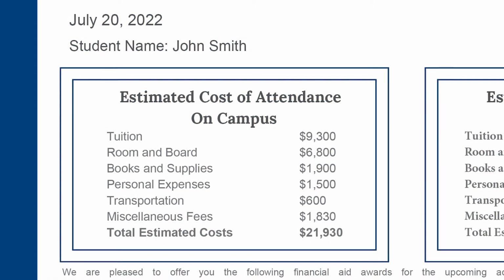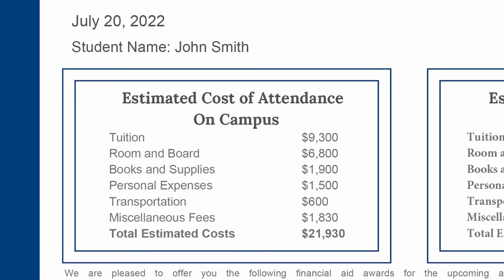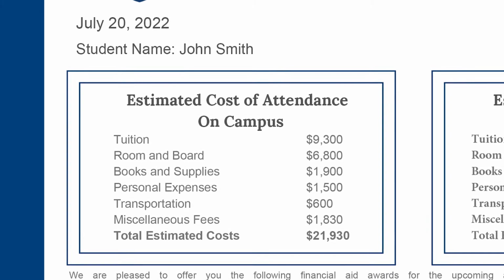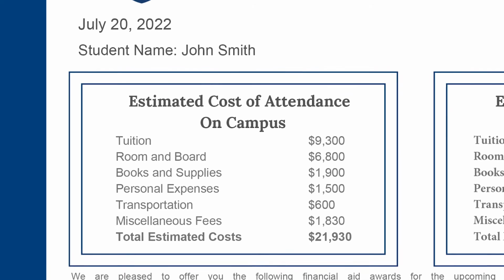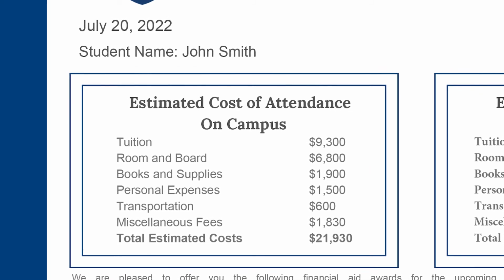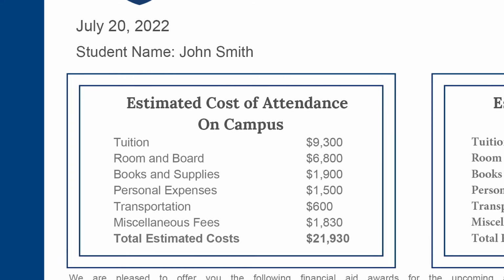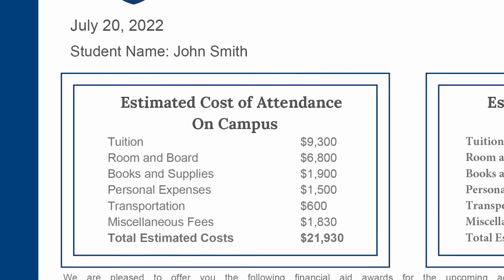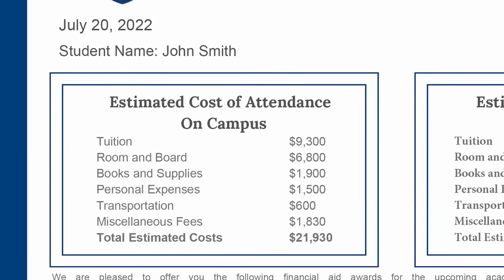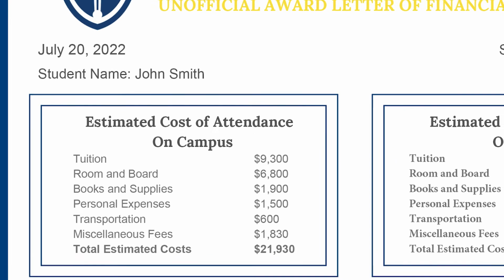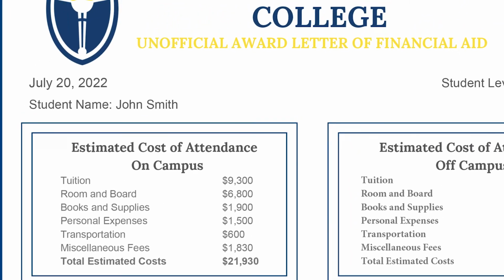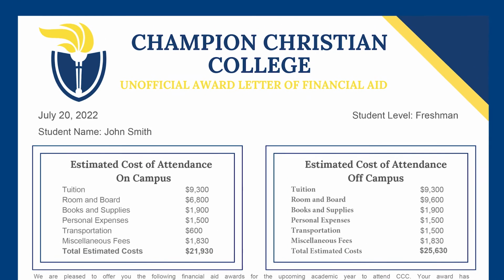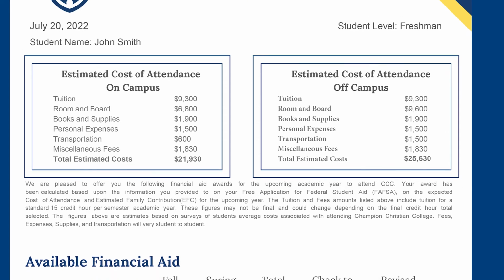John Smith is a freshman that will be attending Champion in the fall and will be living on campus. We will take the tuition, $9,300, which is $310 per credit hour times 30 credit hours for the year, plus the fees of $1,830 and his room and board of $6,800, bringing his total to $17,930. So now that we have our total cost, we will take the number and subtract our awarded aid to calculate the final total.